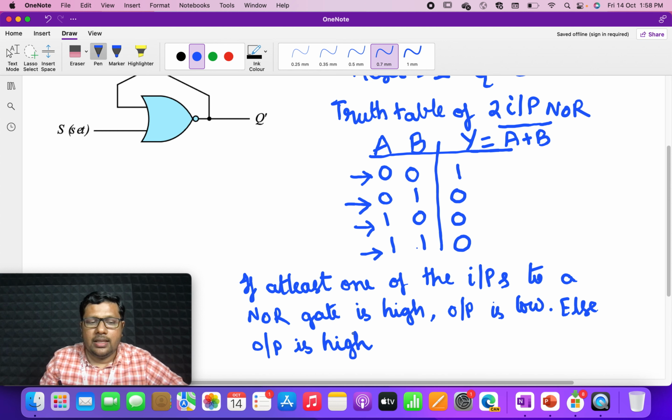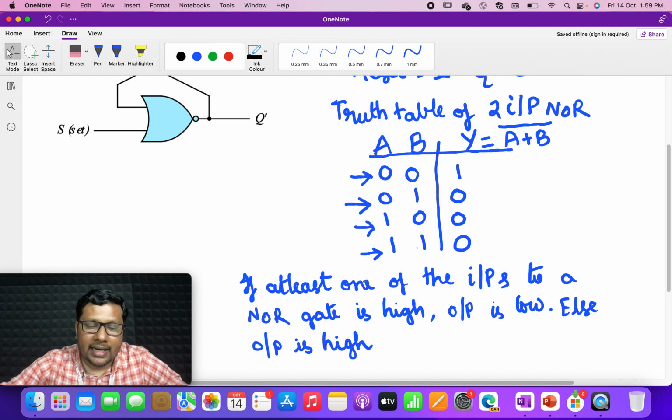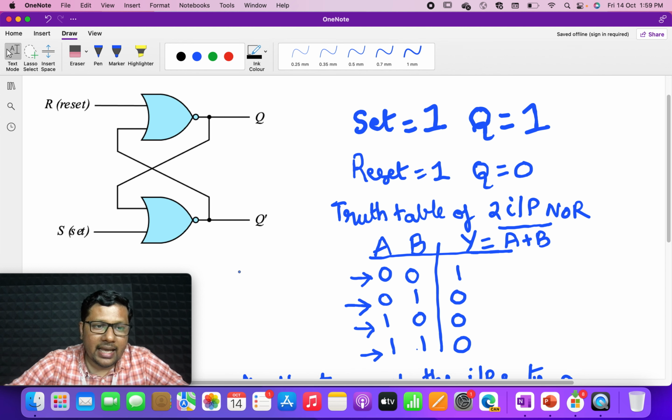Okay, so this piece of information is nothing but the summary of the two-input NOR gate. With this we can try and analyze this SR latch. So now let us revisit the SR latch.